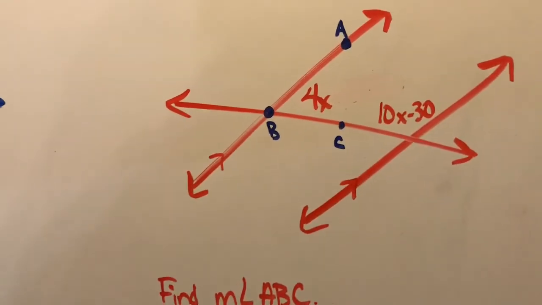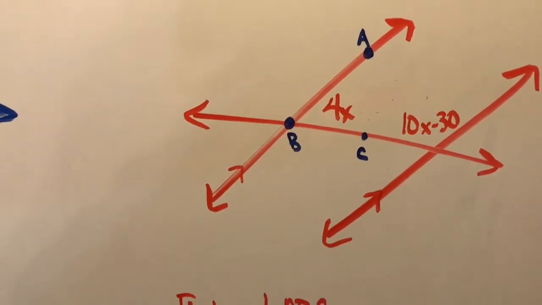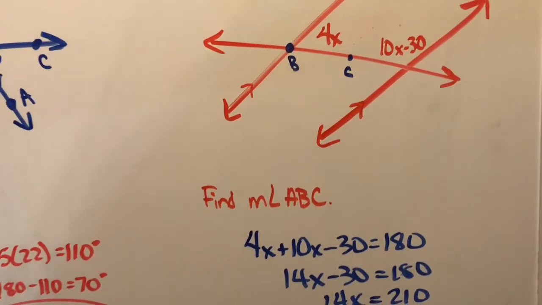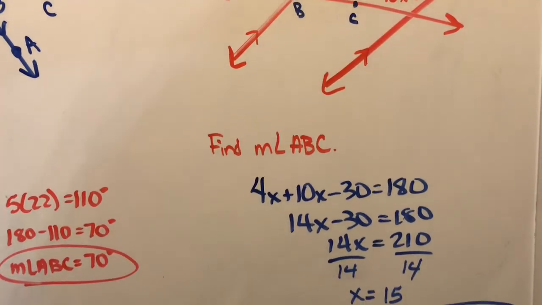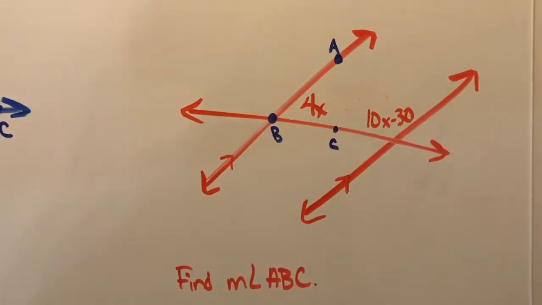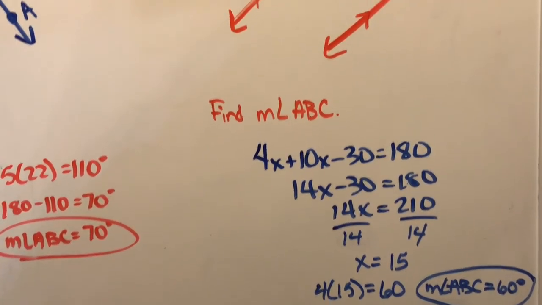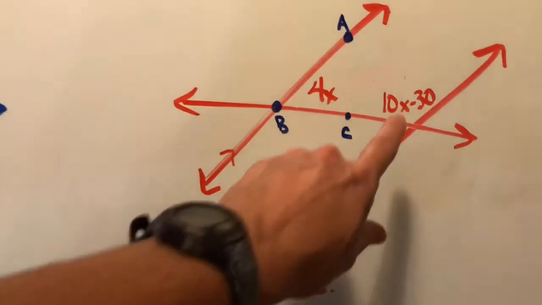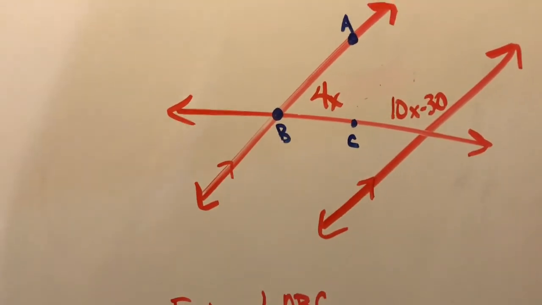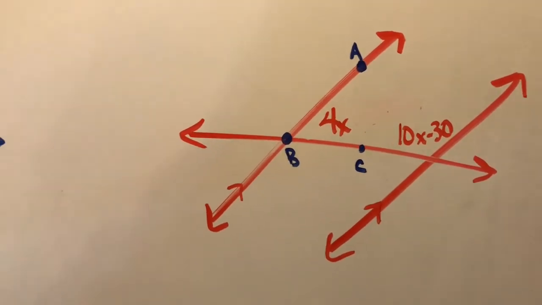And for this problem, these angles are same side interior angles. They're not congruent. They're supplementary. So I'm going to add them together and set them equal to 180. And then solve and get 15. So I'll plug 15 back in here because we're looking for the measure of angle ABC. And we get 60 degrees for the measure of angle ABC. Okay, which would make this angle 120. And if you check, that's correct because they're supplementary. 60 plus 120 equals 180.